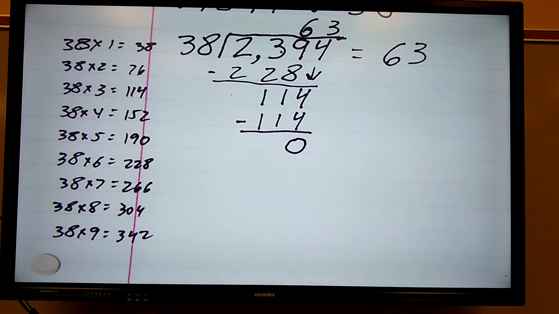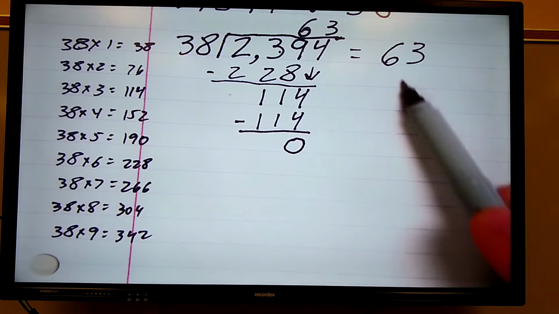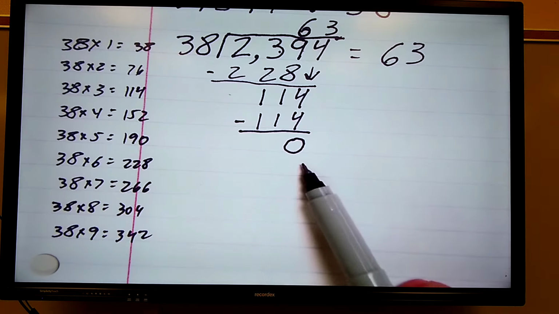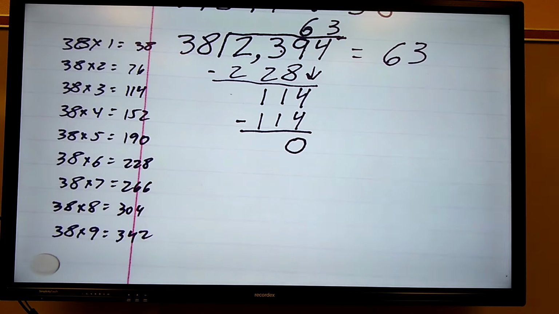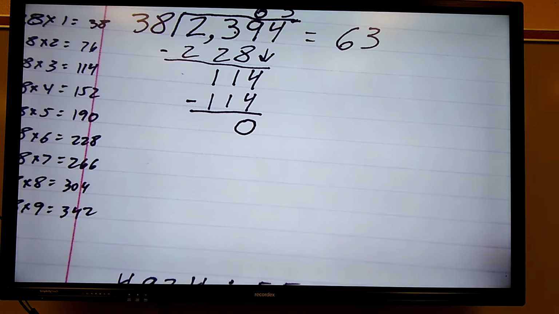No remainder. This means no remainder. If there was a remainder, I'd put it up here, 63 remainder something. But you don't have to put remainder 0, just 63, just the quotient. All right, the next problem. You're going to do this one.